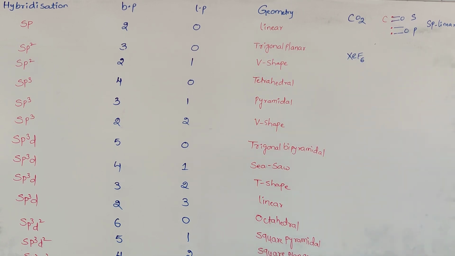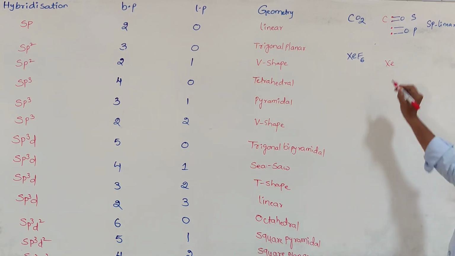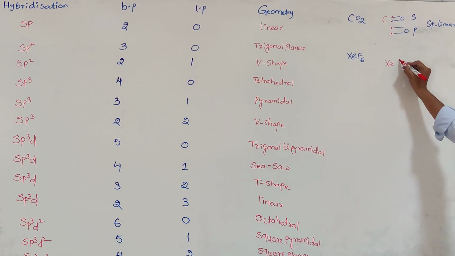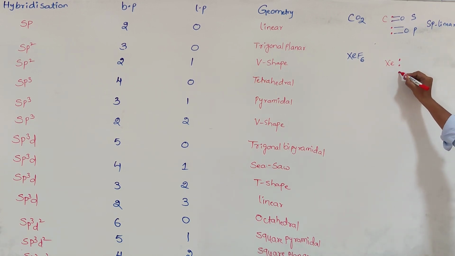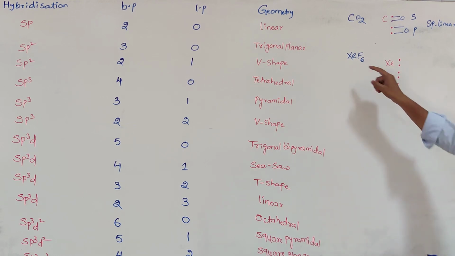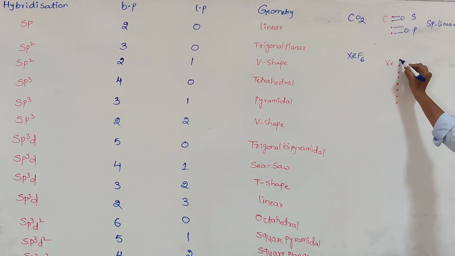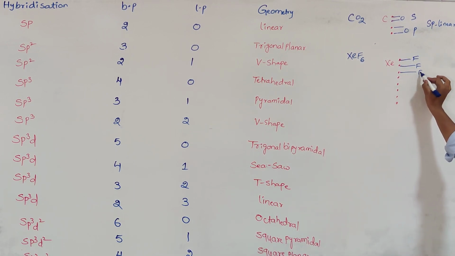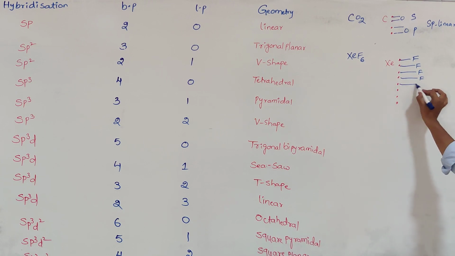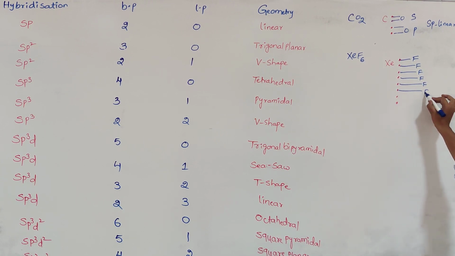So the next molecule is XeF6. Xenon is a noble gas. How many electrons are there? 8 electrons. 1, 2, 3, 4, 5, 6, 7, 8. How many fluorines are there? So totally 6 fluorines are there. 1, 2, 3, 4, 5, 6. So this is treated as a 1.